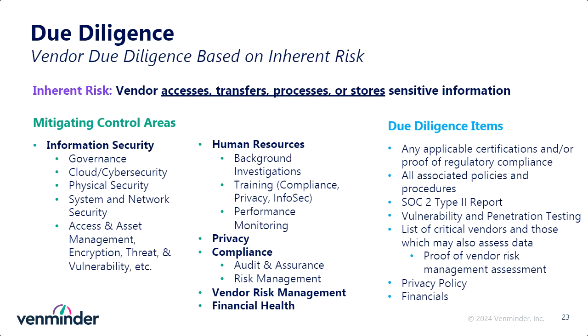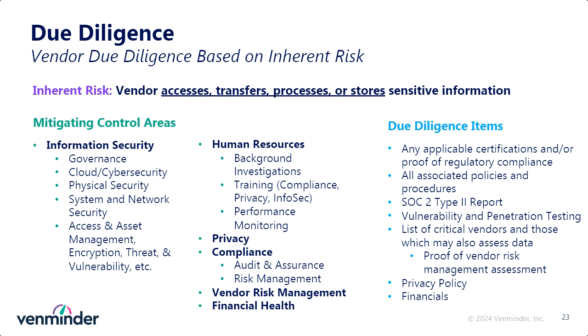In this next section, I'm going to talk about how to perform due diligence based on the vendor's inherent risk. So each slide is going to describe the inherent risk based on the vendor engagement and some of the mitigating control areas that should be assessed. Mitigating control areas basically refers to the systems or processes your vendor has in place to manage that type of risk. And you'll also see some suggested due diligence items that can be used to validate those mitigating controls.